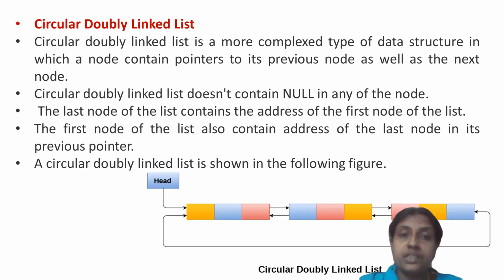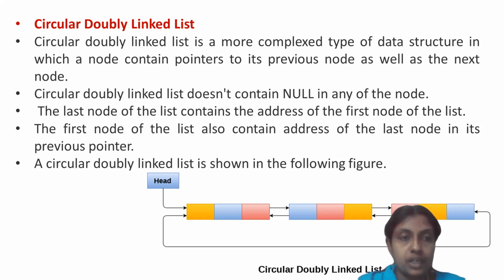But designing this doubly circular linked list is not going to be an easy structure. It's a complex structure to design, where a node points to the previous node as well as to the next node. A circular doubly linked list does not contain null in any of the nodes. Like the circular singly linked list, even the circular doubly linked list does not contain any null value, because every node will carry another node's address. The last node of the list contains the address of the first node of the list.